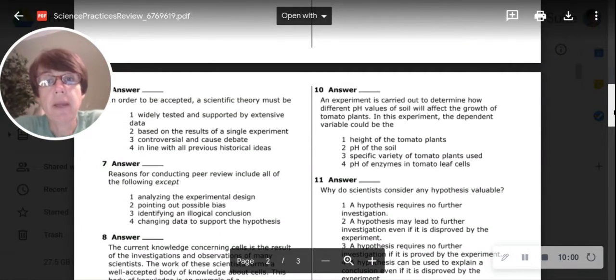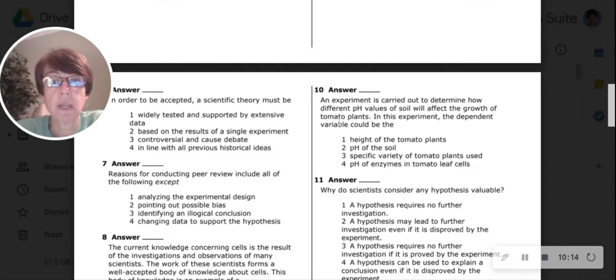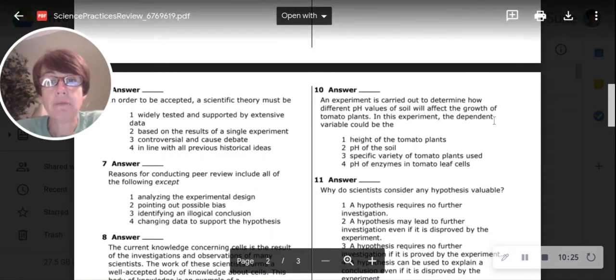Number 10, an experiment is carried out to determine how different pH values of soil affect the growth of tomato plants. So again, we have a problem here, and the problem is going to tell us what we're changing, which is the pH of the soil, so how acid or base it is, and how that's going to affect the growth of the tomato plants. So we're going to measure the growth of the tomato plants. That's the dependent variable. So growth could be measured in the height of the tomato plants. So number 1 for 10.